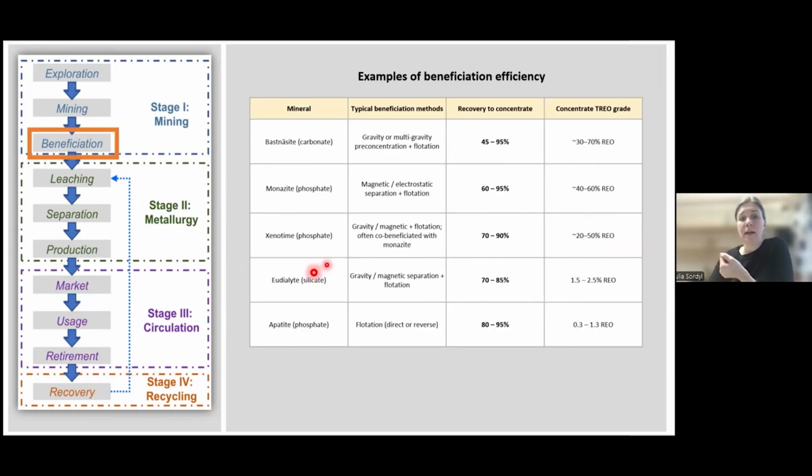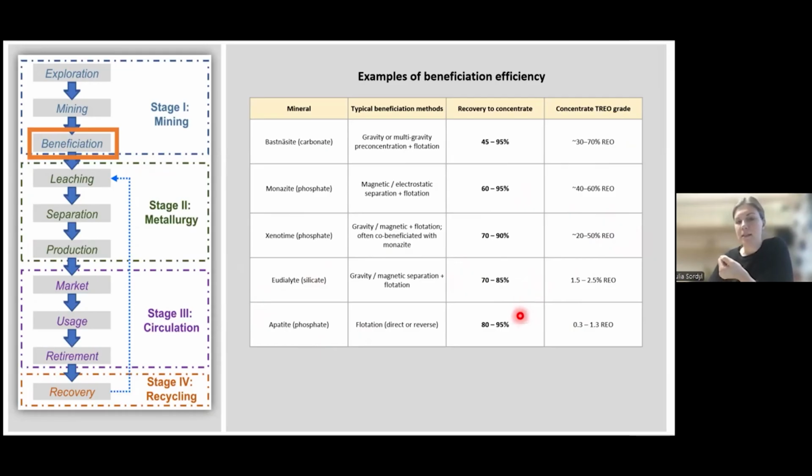And then for eudialyte and apatite, those are minerals that are not currently mined for REs, but there are several projects focusing on these minerals. So there are also several reports and papers on beneficiation efficiency of these minerals. This is only lab or maybe pilot scale. So the efficiency is quite good. For eudialyte, 70 to 85%.